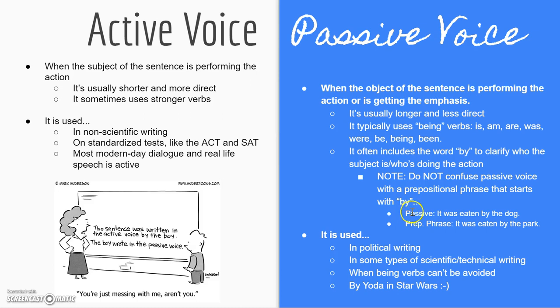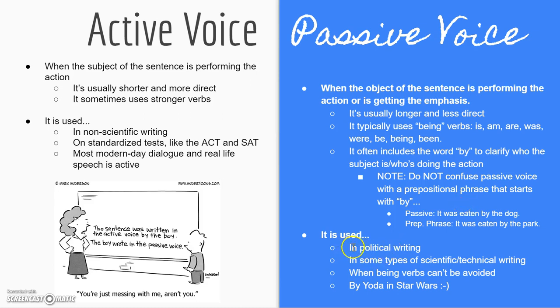Look at this example. Passive voice would be to say, "it was eaten by the dog." So see, the dog is doing the action of eating, and it's just at the end of the sentence. But if I say "it was eaten by the park," the park is just the location where the thing got eaten. The park is not doing the eating. In this case, the word "by" is triggering a prepositional phrase, "by the park," just for location. So just because you see the word "by" does not mean that you should automatically call it passive voice.